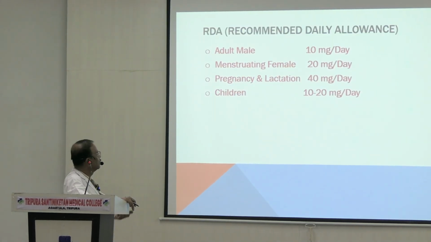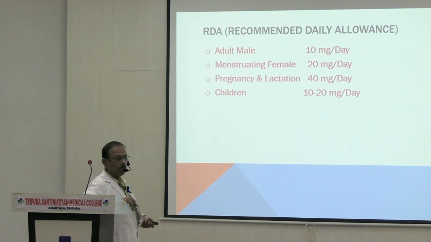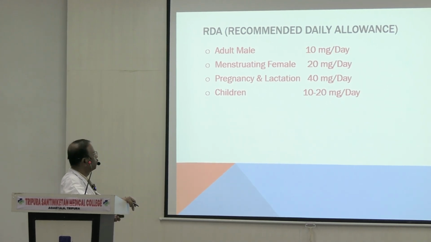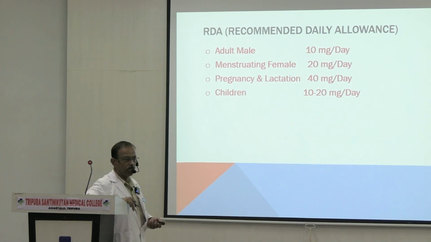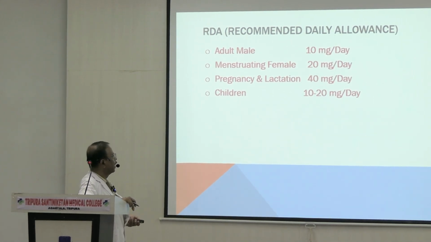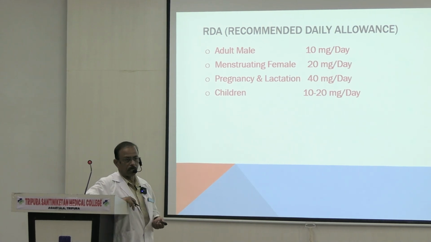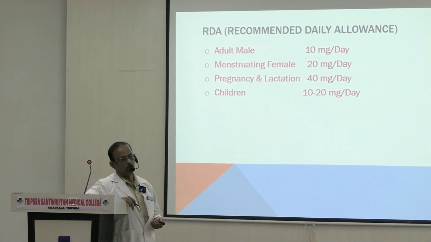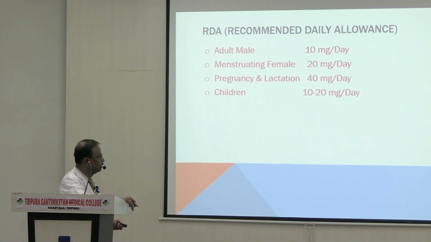Recommended daily allowance for adult male is 10 milligram per day. For menstruating female, 20 milligram per day. And pregnancy and lactation, 40 milligram per day. For children, it is 10 to 20 because they need more iron for growing age.